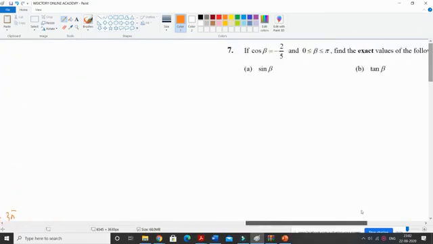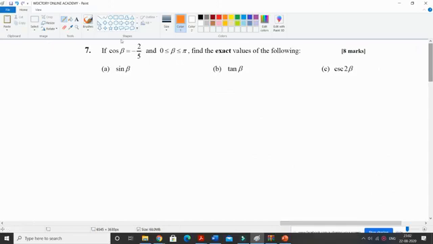Okay, let's move to the next question. Cos beta is equal to minus 2 over 5. This is 0 to pi. Find the exact values of the following. Sin beta. If cos beta is negative between 0 to pi, it has to be in the second quadrant, because in the first quadrant cos is positive. So we know that in the second quadrant sin is positive.